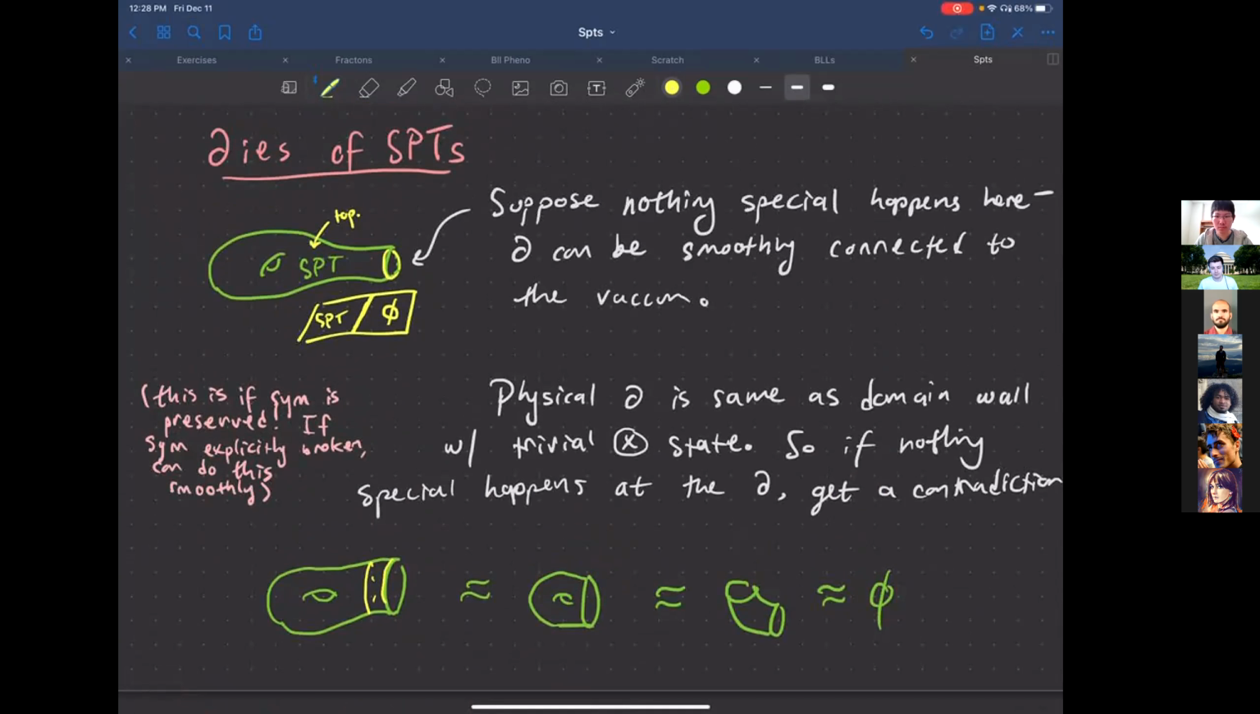Okay. Yeah. So if you want to know how this actually works, you need to learn about anomalies and anomaly inflow.